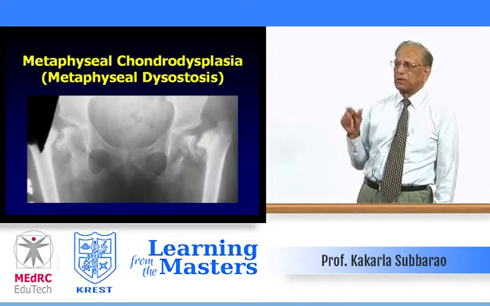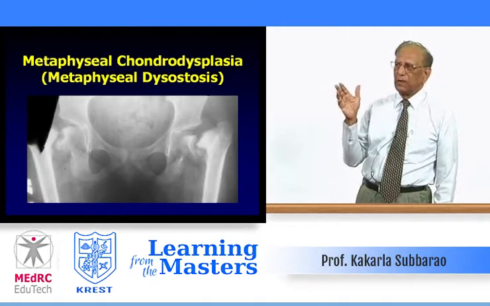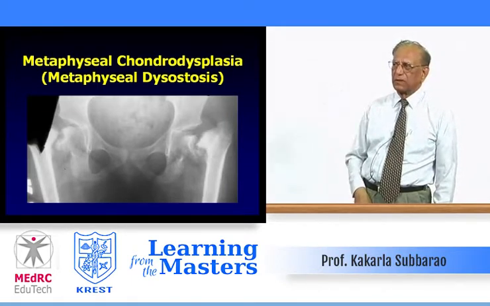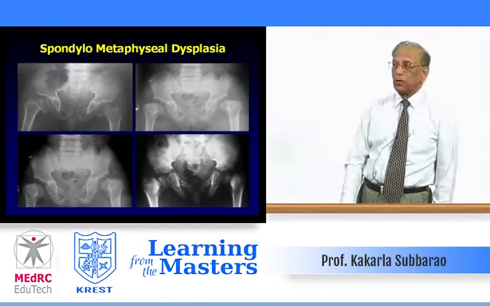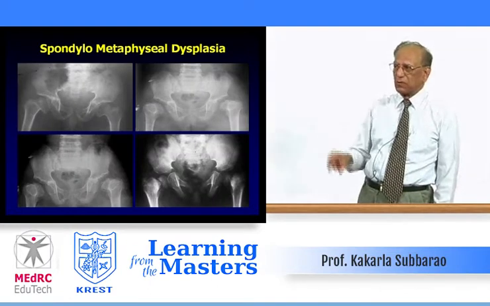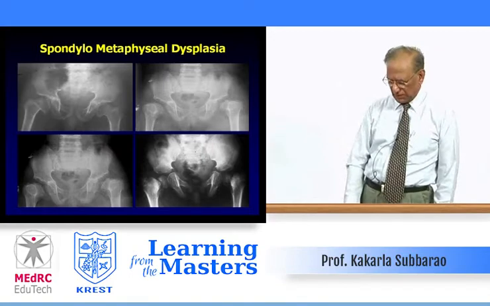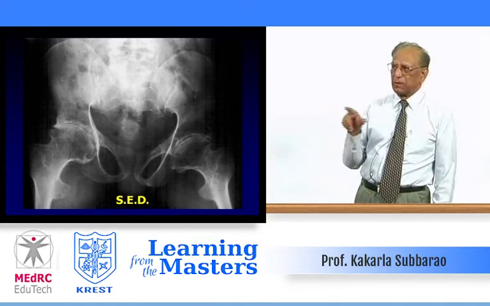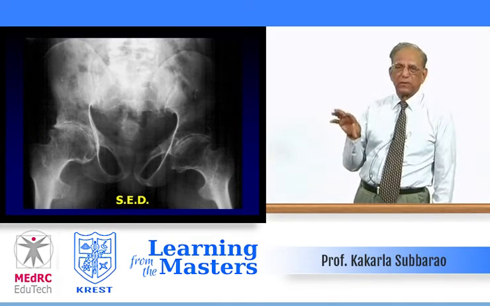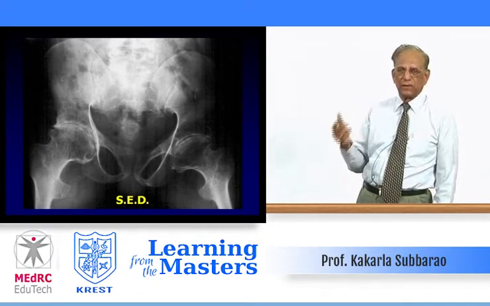Metaphyseal chondrodysplasia or dysostosis: you see the discrepancy between the head and neck of the femora with a fracture and also fragmentation of the medial side of the neck, metaphysis. Spondylometaphyseal dysplasia, when the spine also is involved: flattening of the spine, deformities in the acetabulae, poor ossification center in the metaphysis. Spondyloepiphyseal dysplasia, this is an adult, comes with hip pain, and look at the large epiphysis and narrowing of the hip joint spaces due to degenerative changes.